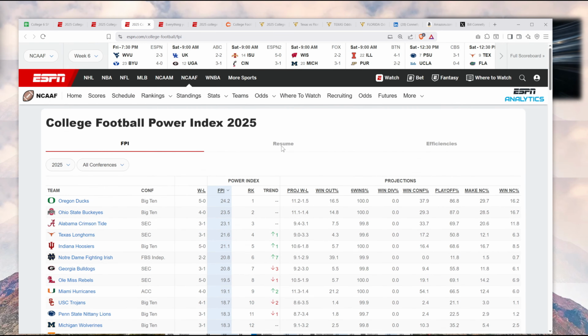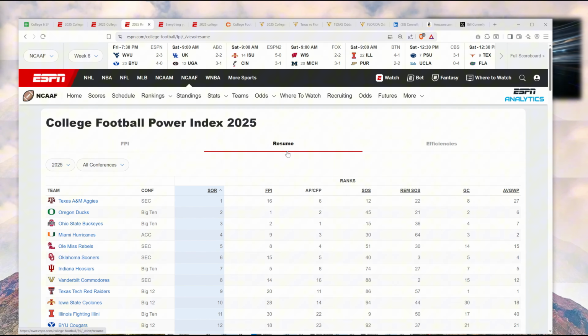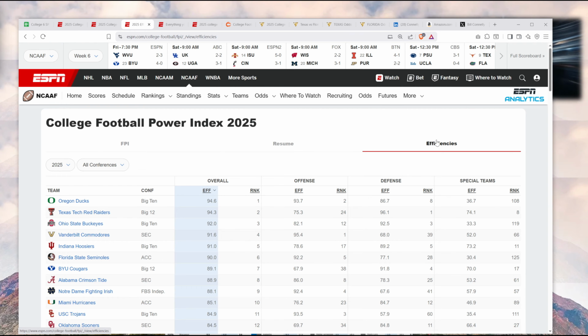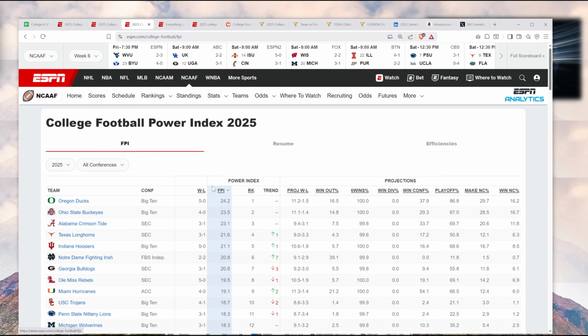This ESPN website has a lot of very useful information. Projected wins, and they tell you how much this rank, the Football Power Index ranking, has gone up and down. They also have a resume, and the resume number that's probably the most useful is this SOR, strength of record. That's how well their record looks so far. So Texas A&M has the best record so far, considering the strength of the opponents. They also have efficiencies based on offense, defense, and special teams. So they actually break it down into components: offense efficiency, defense efficiency, and special teams. But to make things simple, I focused on the FPI number.